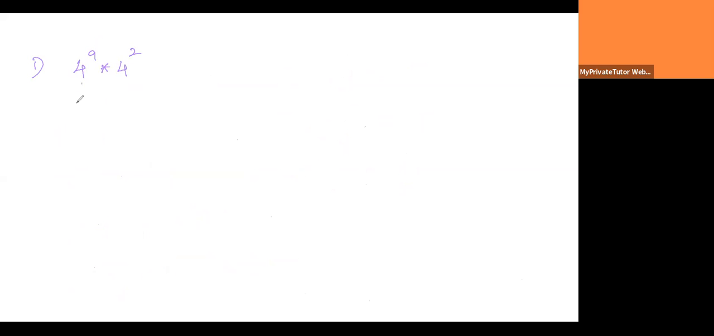Okay, so you can see the base is 4. Since we have different exponents, this is called a m, this is called a n. So what we'll do? We are going to add the exponents, isn't it? So 9 plus 2, which is 4 power 11. So whenever we multiply, we're going to add. Yes, good, Joseph.